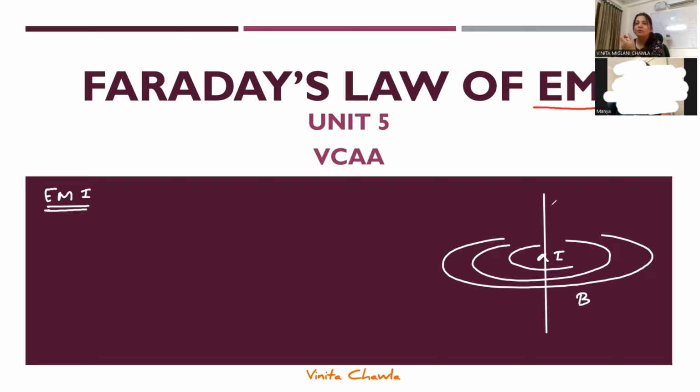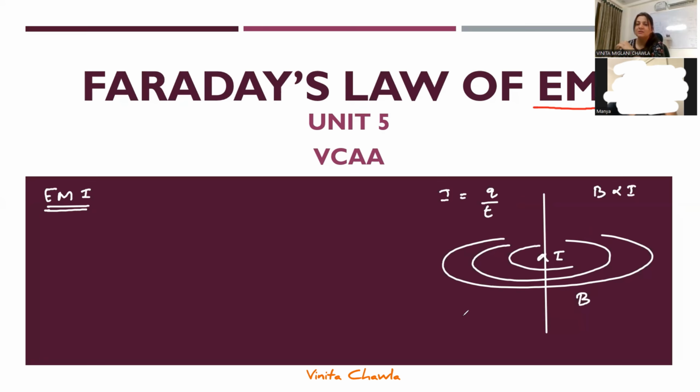So how does current flow? Current is nothing but rate of flow of charge. Whenever the charge moves, current is produced, and where there is current there is magnetic field. They are directly related. This we had done in previous sections.